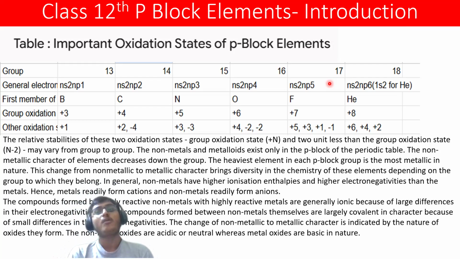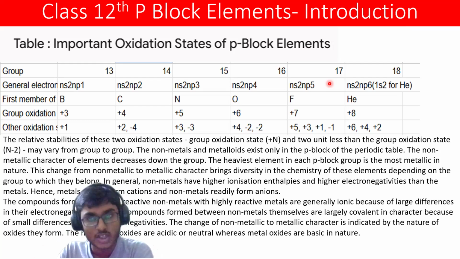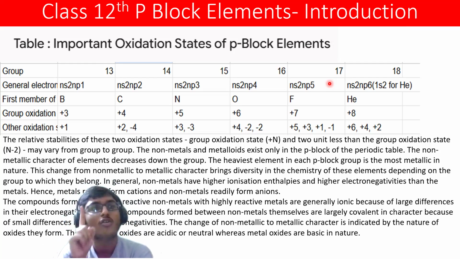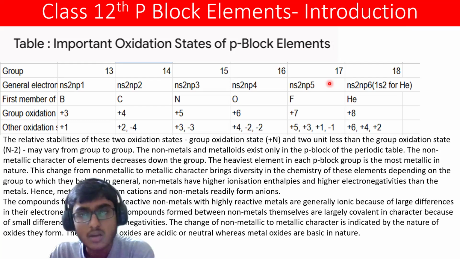Other oxidation states it can show are plus 6, plus 4, and plus 2, isn't it? Just a paragraph there, I need to tell you about. What I have written over here is that the relative stabilities of these two oxidation states, the group oxidation state and the one 2 units less than the group oxidation state, n minus 2, may vary from group to group. Group 13 to group 18, it varies completely.